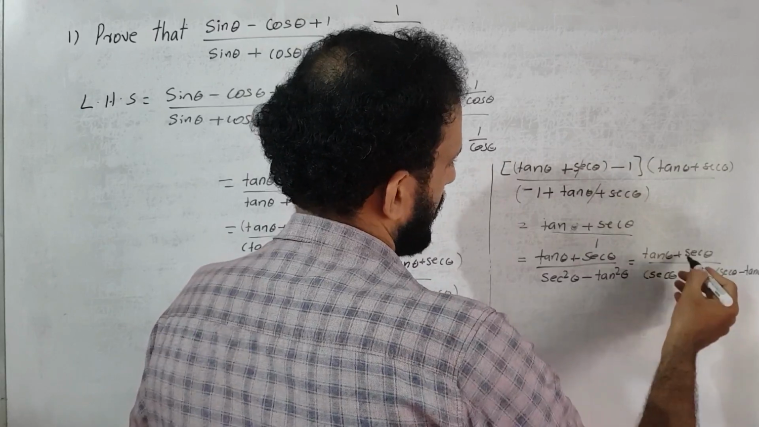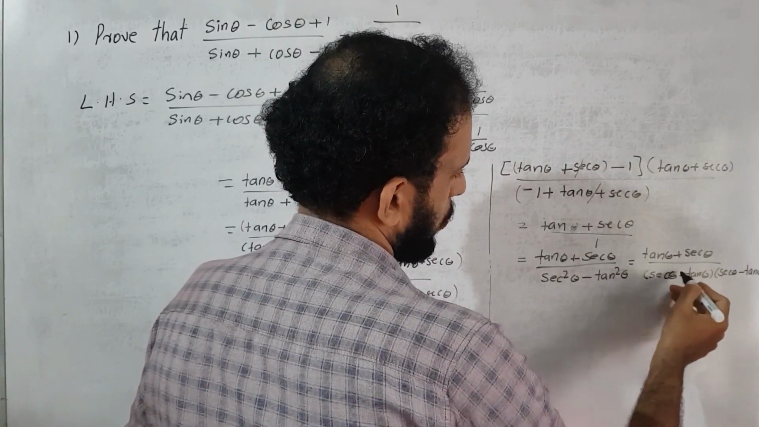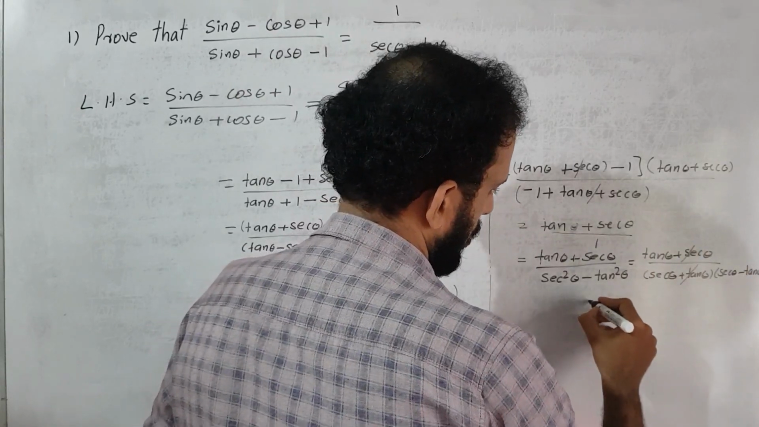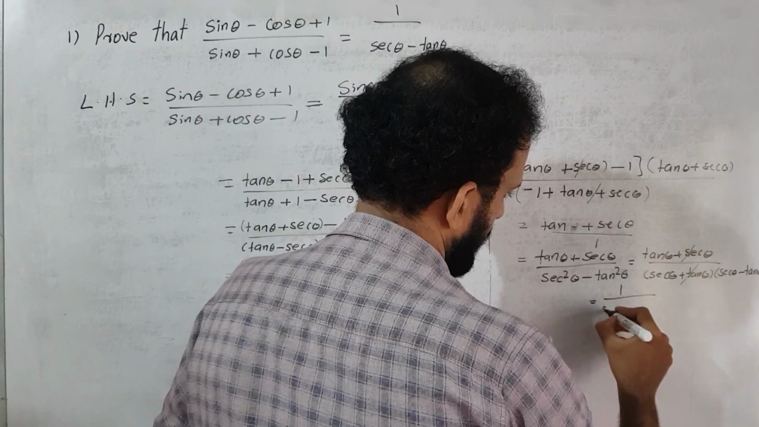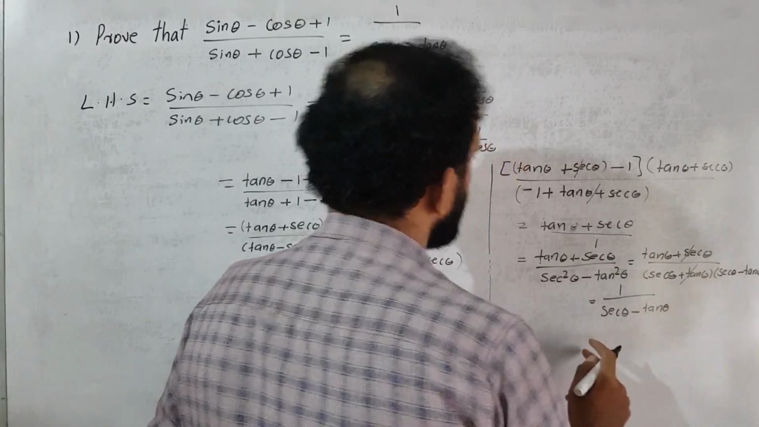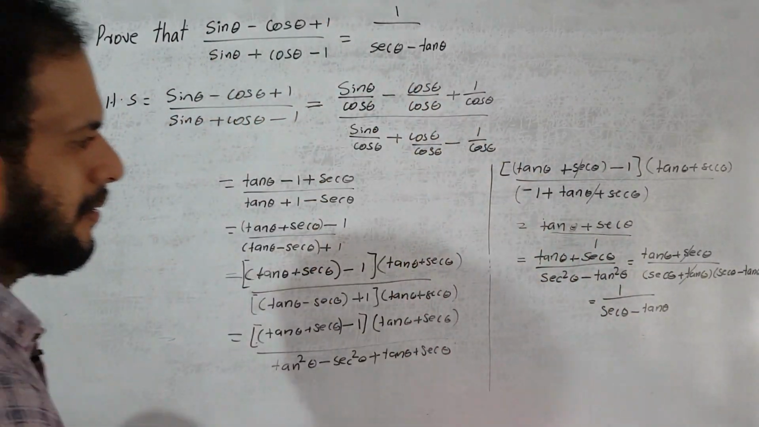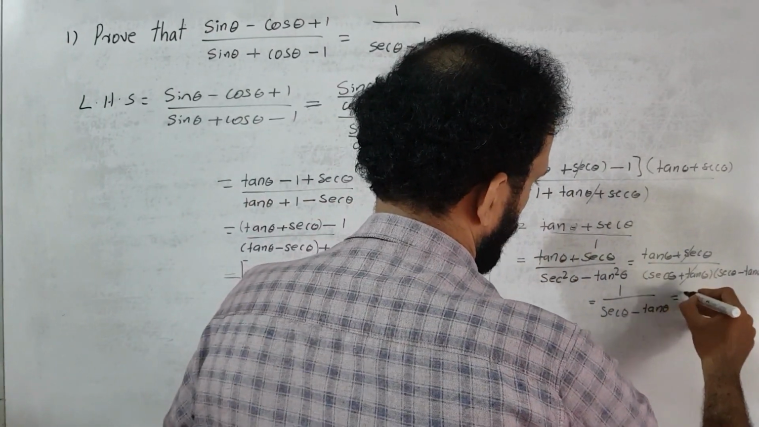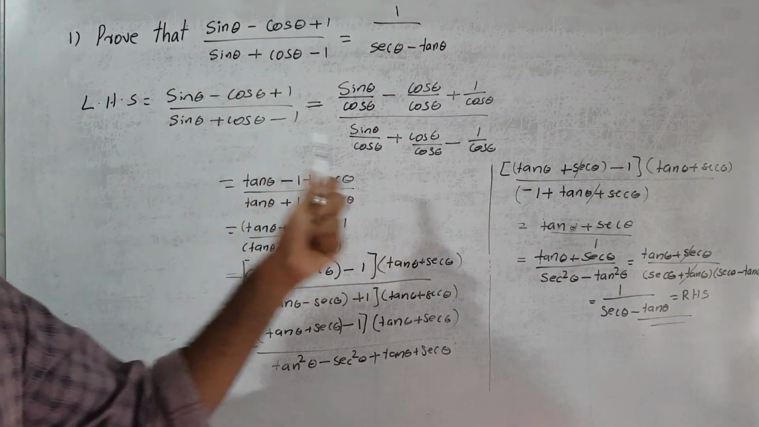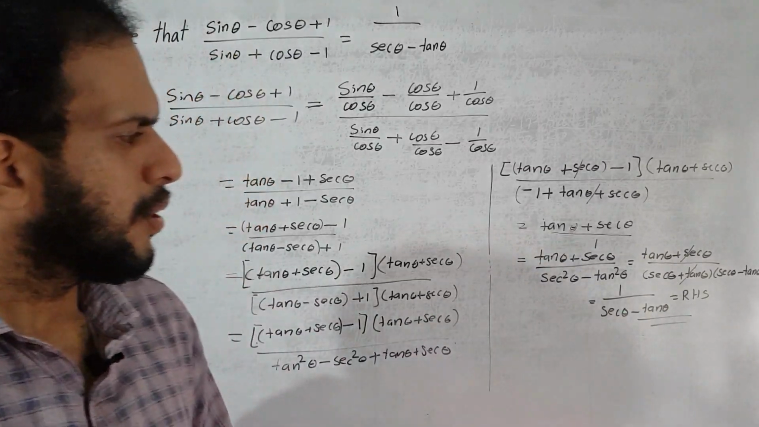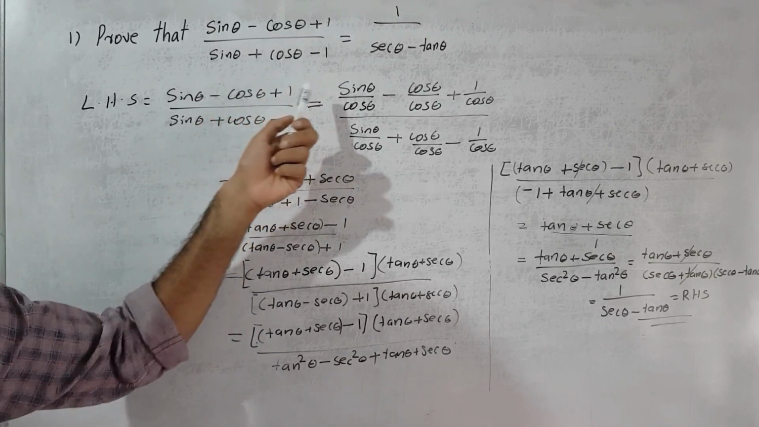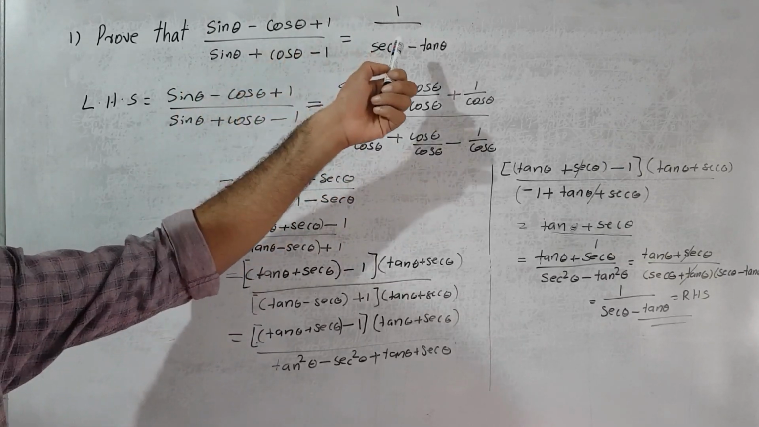Tan theta plus sec theta is common in both numerator and denominator, so we cancel. Then what we get is 1 by sec theta minus tan theta, which is equal to RHS. So we started from the LHS and we got the RHS. Okay, so you must remember this one. If we get the base form, then we want to divide like this, according to the RHS.